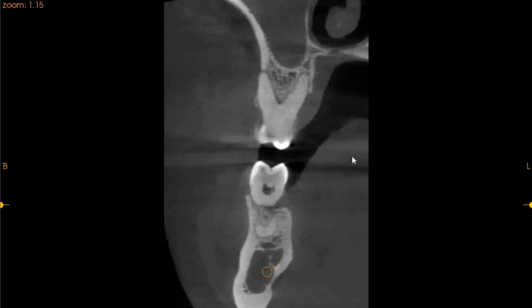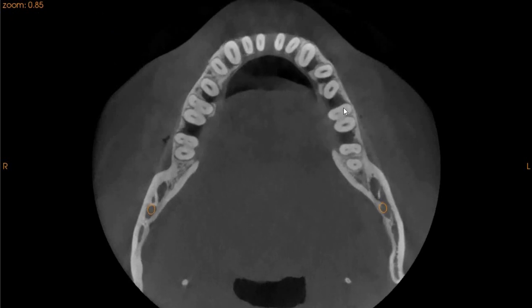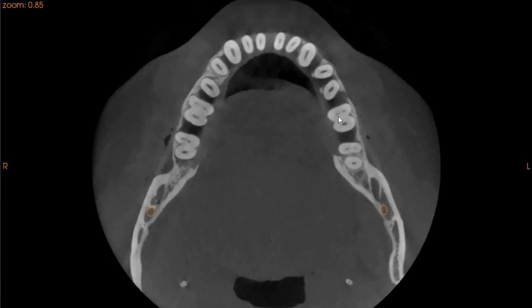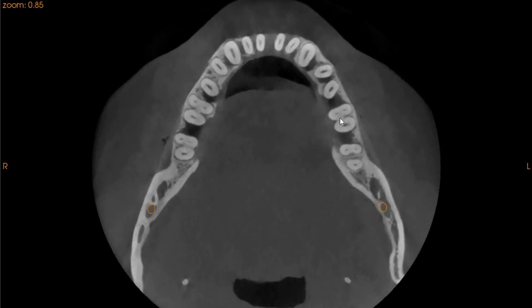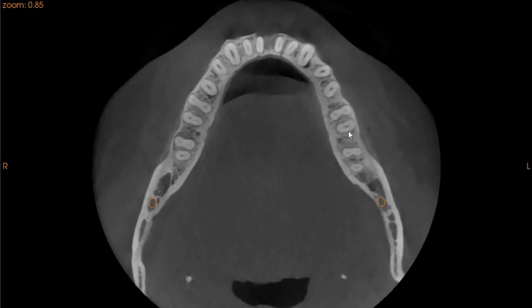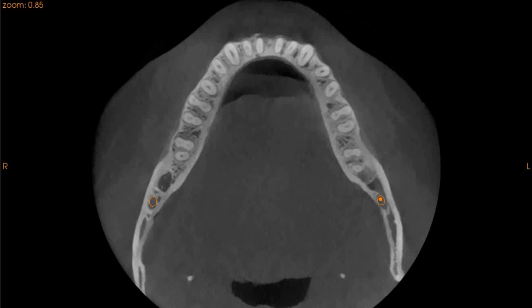If I can take you to the axial view of the lower left, so this is the lower left where my mouse is. We've got a two canal configuration in the mesial, and we've got a one single canal configuration in the distal.